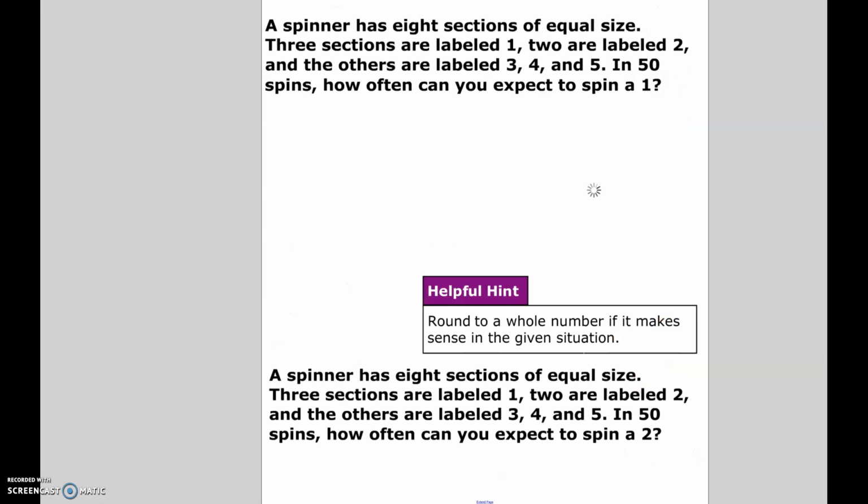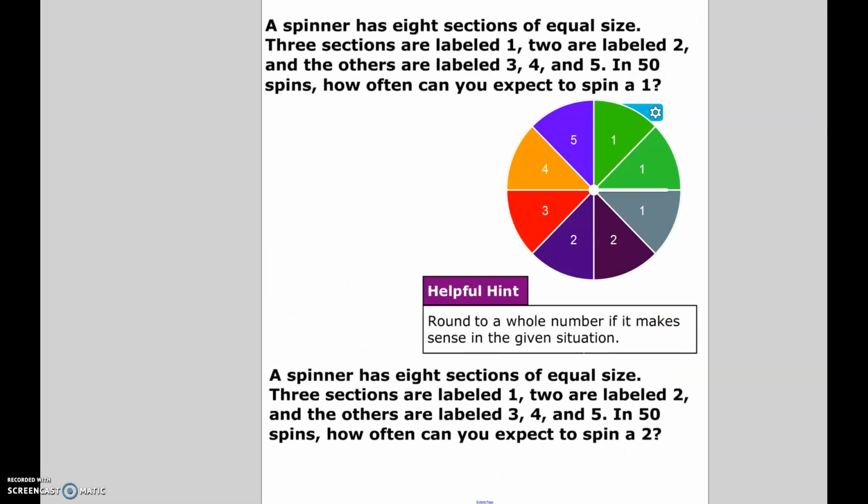All right, the next type of example is where they don't give you a percent, and instead we're going to be doing a fraction for the probability. The reason I know that I need to do that is that I see no percents in the problem. So we're going to do a proportion still, but this time on the right side there's going to be a fraction. Here we have a spinner, and the spinner has 8 sections, and they're labeled like you see. And it says, how often can you expect to spin a 1?